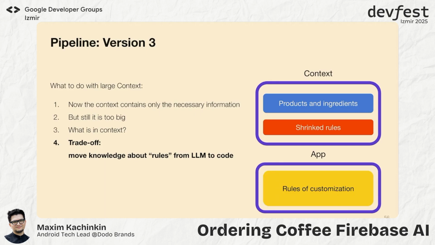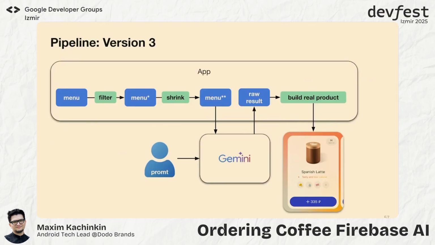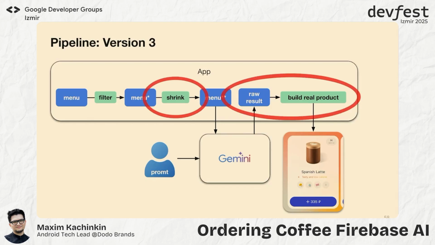Let's extract all the knowledge of customization rules back to the app, okay? Because we can write code in Kotlin, and it's good for precise logic, and the model is good at generative stuff. So let's keep both of them in their own lanes. And right now the architecture looks like this. We shrink the menu before working with Gemini. Gemini gets this tiny menu without all the rules, gives us some results with mistakes, and then we fix it using our rules and get the final result.